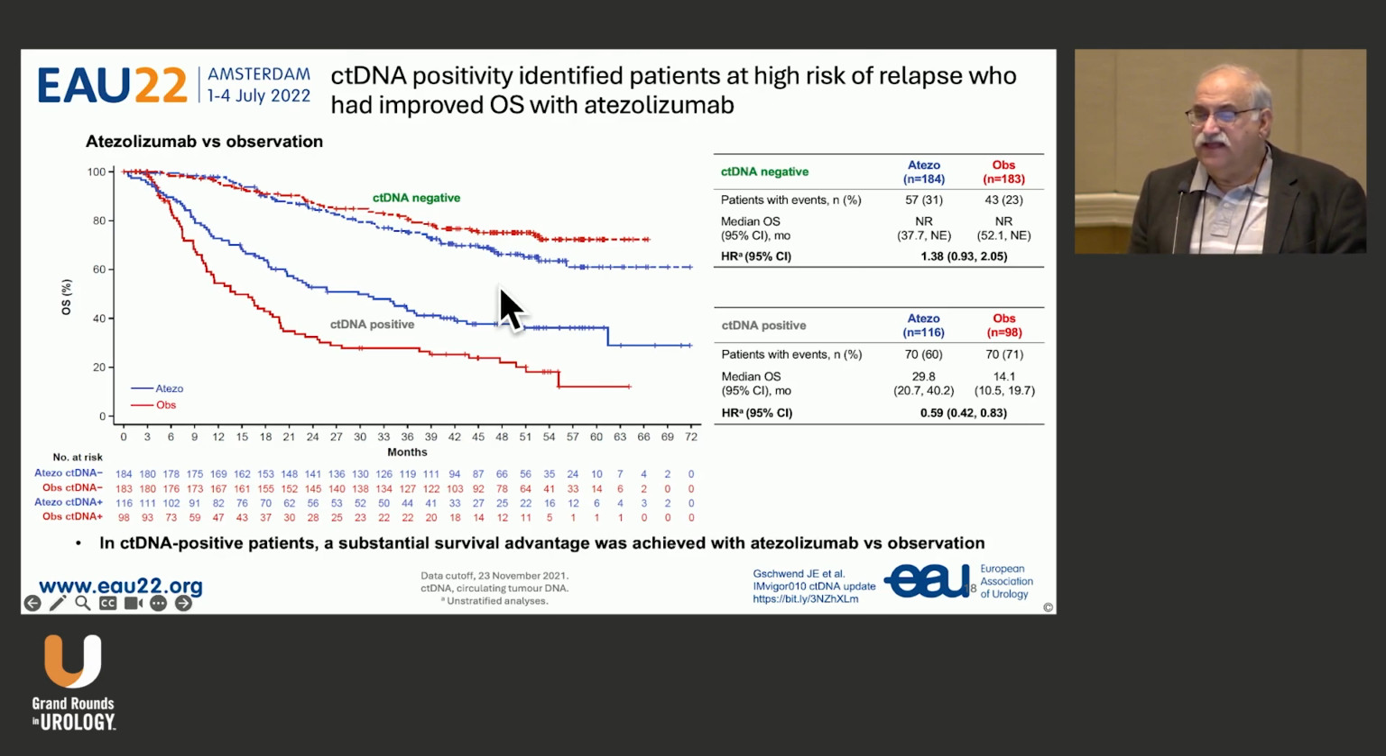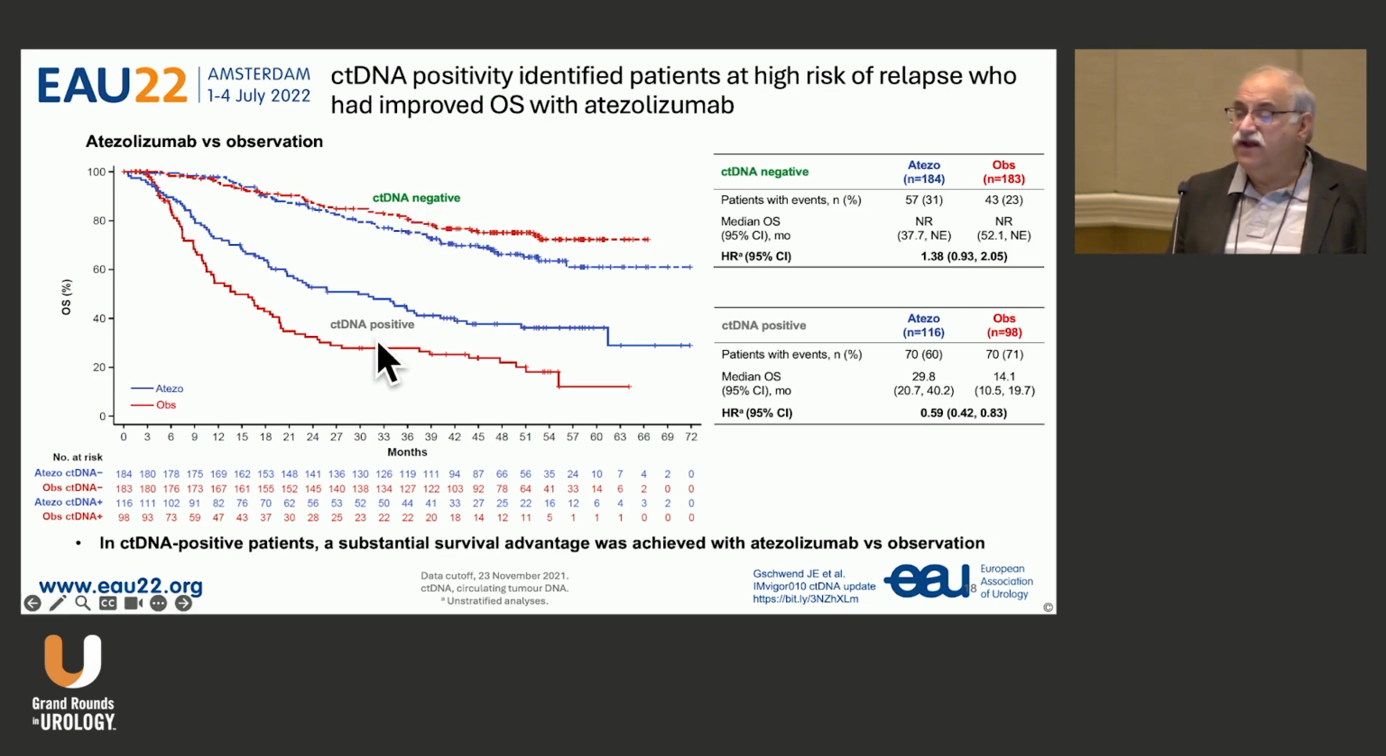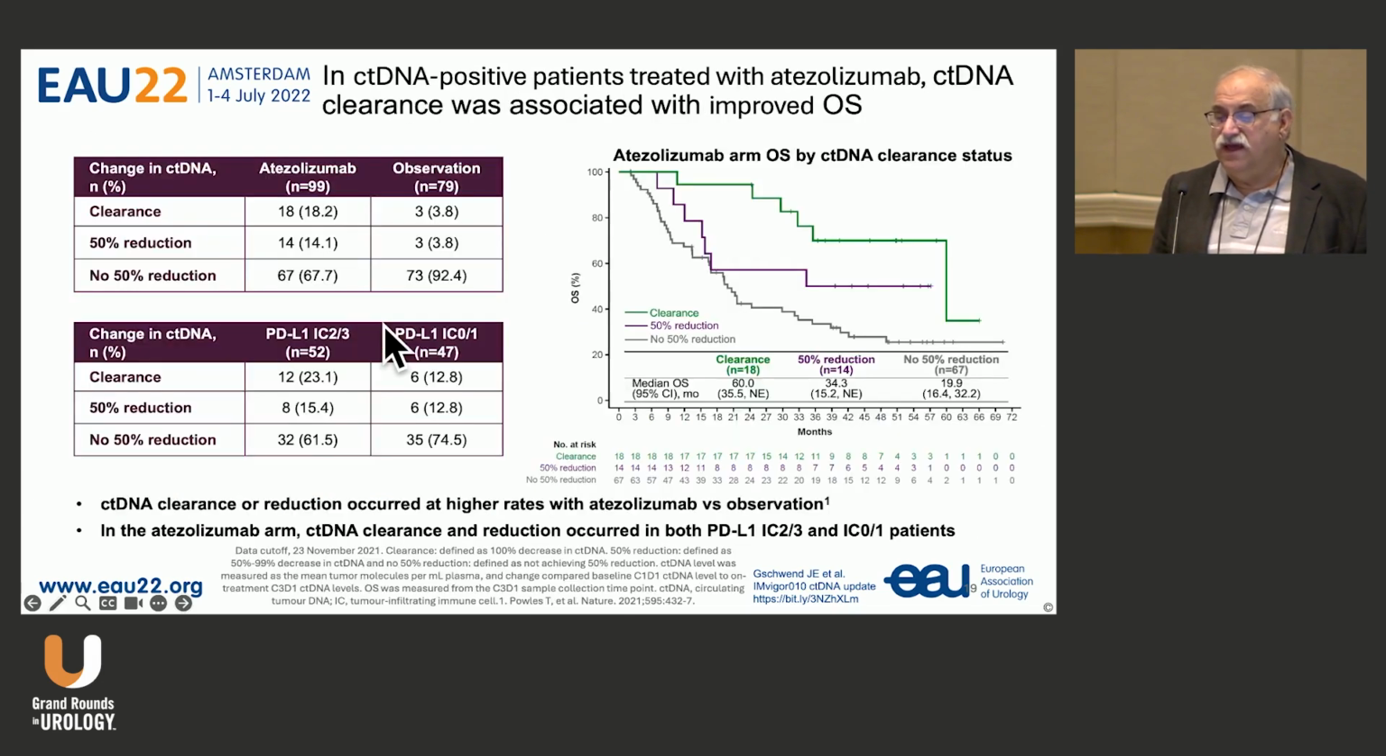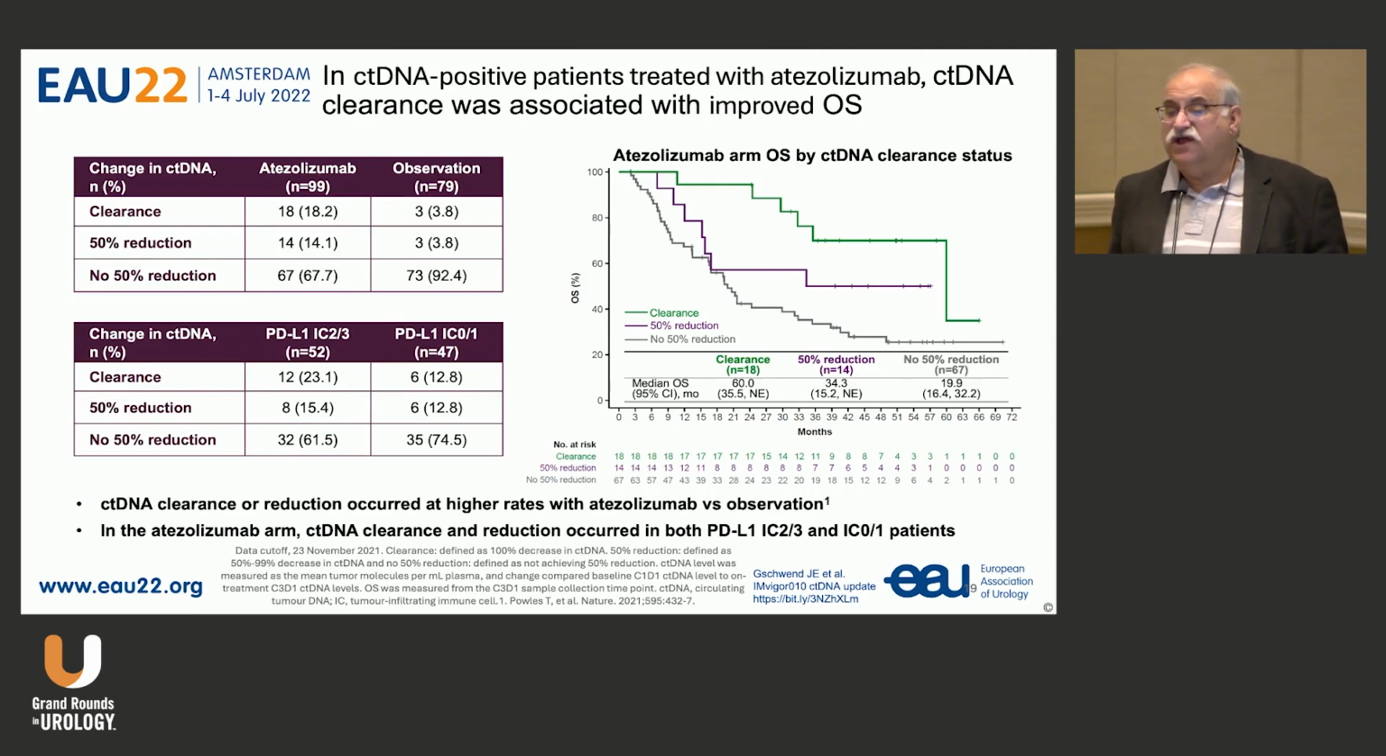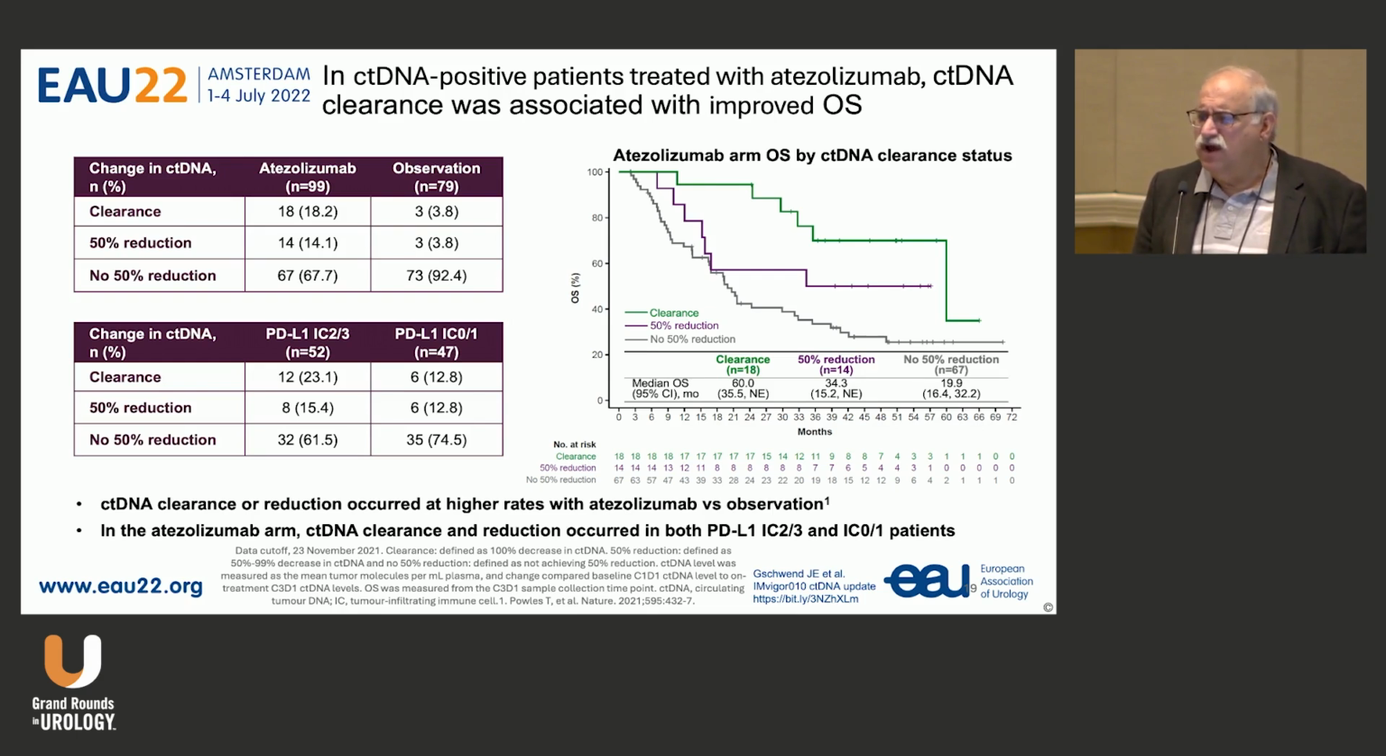And again, if you were treated with the atezo, you had a much higher likelihood of having an extended survival. It was not as good if you were circulating tumor DNA negative, but you got some improvement if you were circulating tumor DNA positive. So for positive patients in this study, the clearance was if you cleared the cells with each cycle, you had an improved overall survival. And I think this is very, very impressive as a marker.